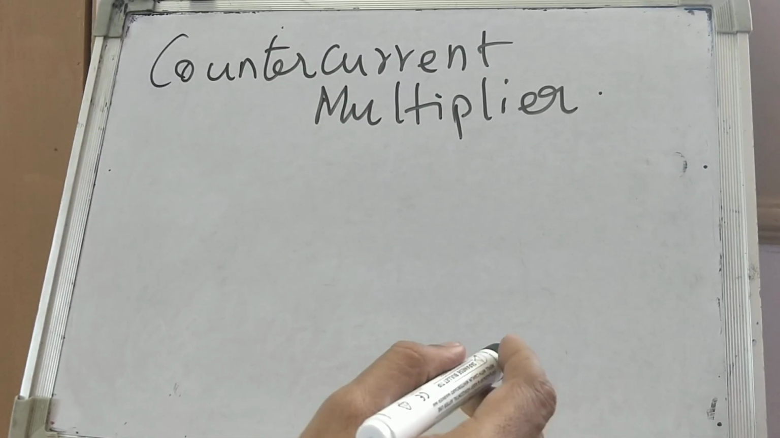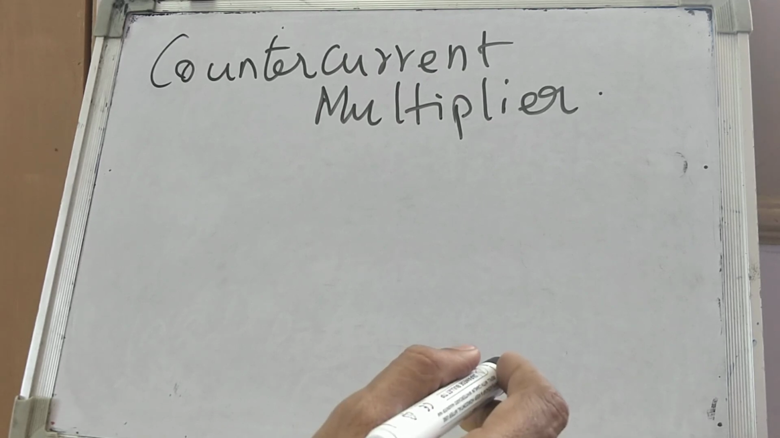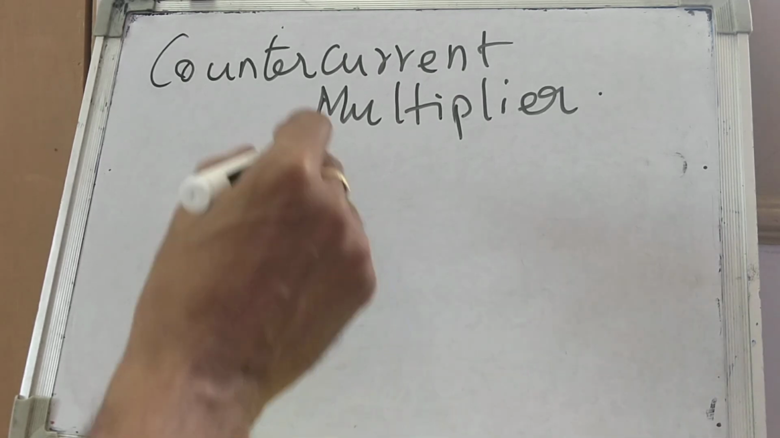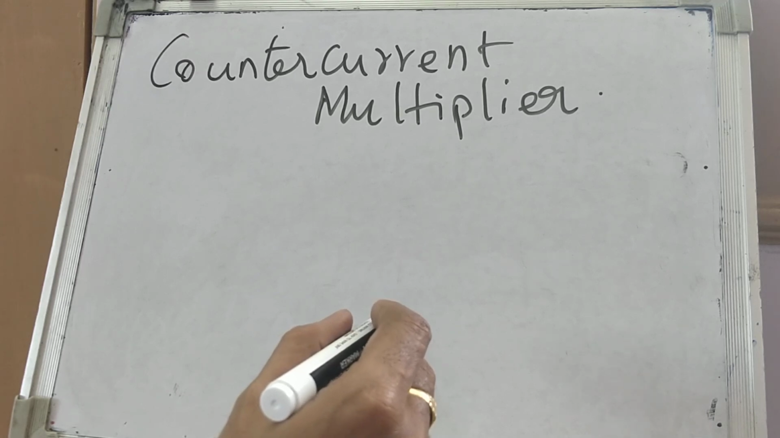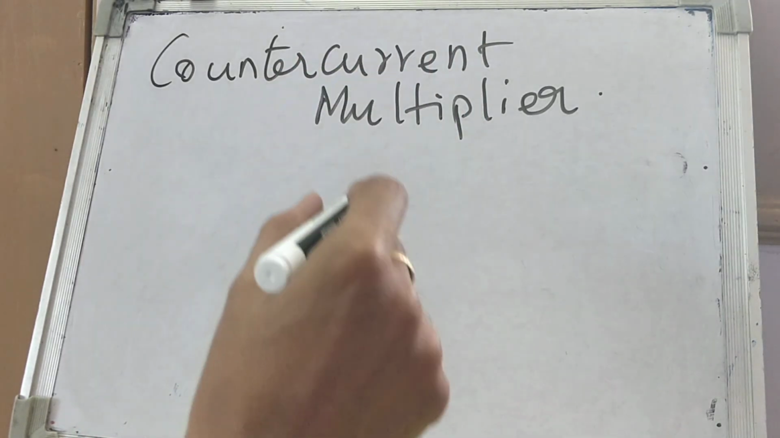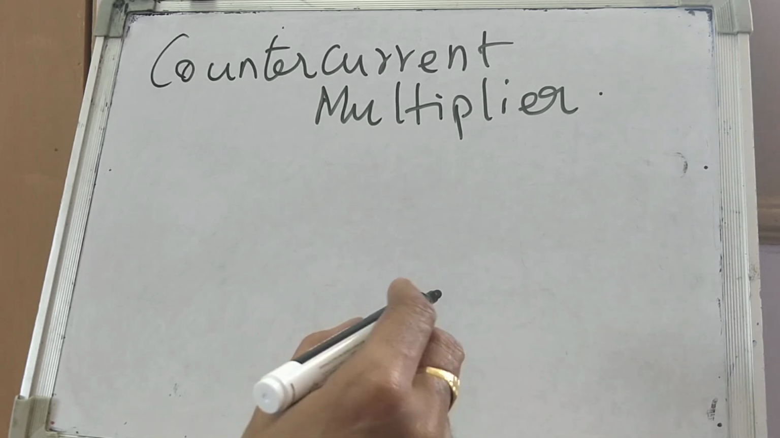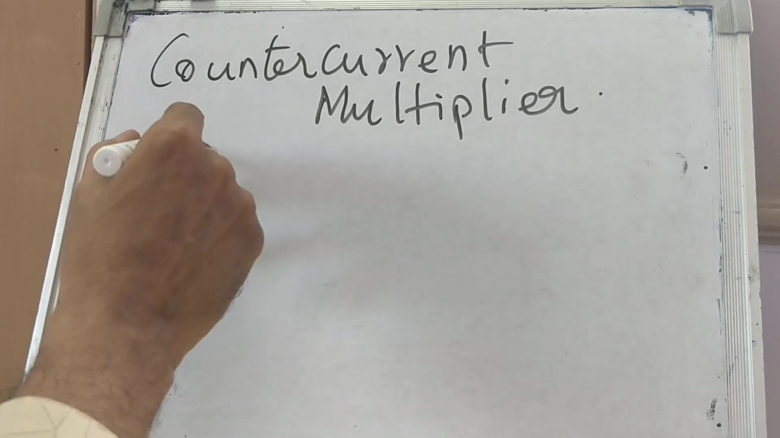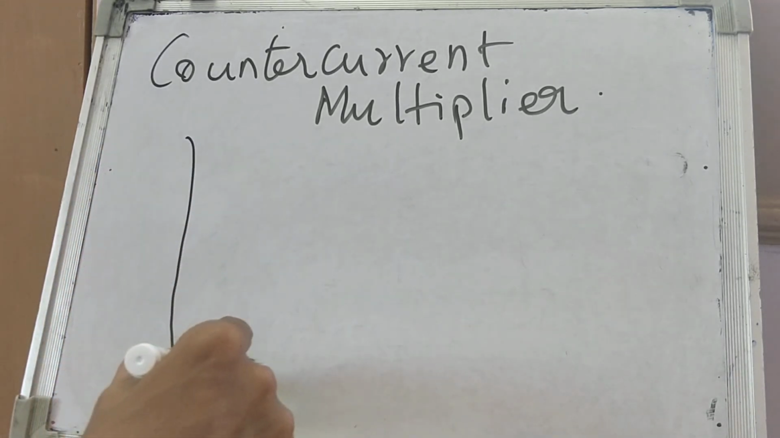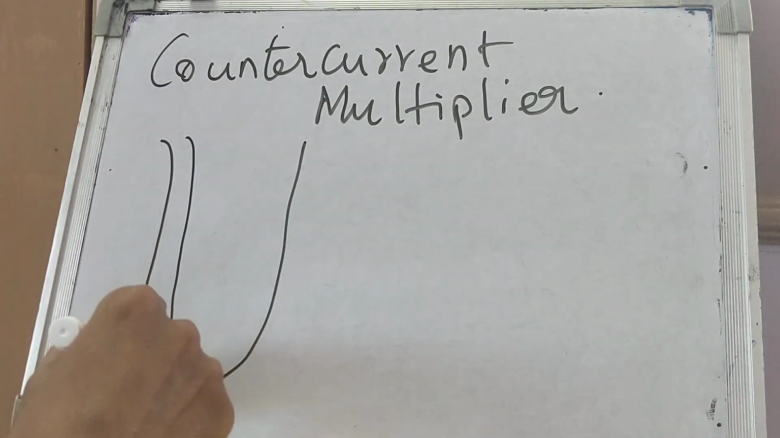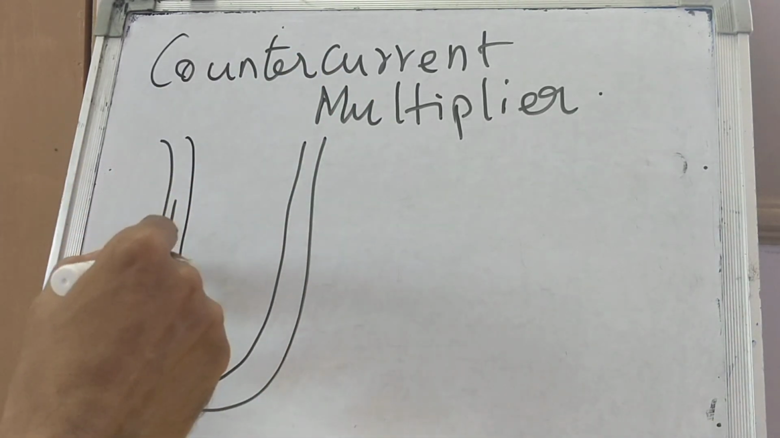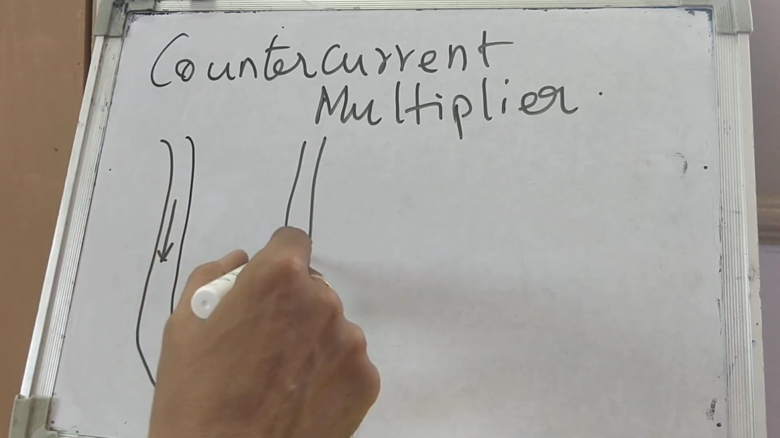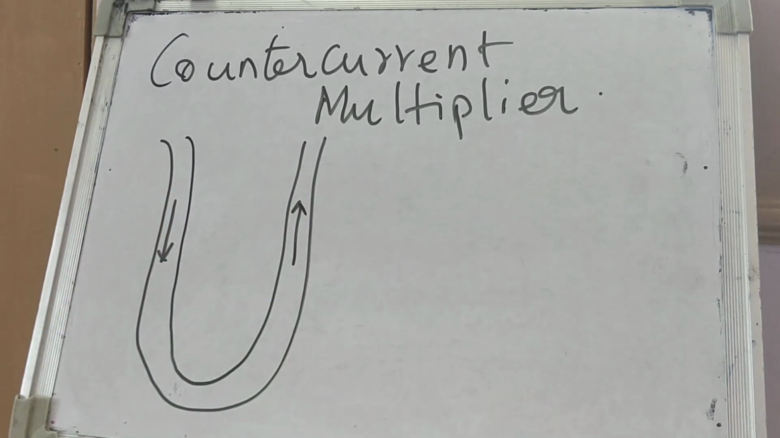What is the action of the countercurrent multiplier? So this countercurrent multiplier is nothing but the loop of Henle. So what is countercurrent actually? When there are two flows occurring in opposite direction, it is referred to as countercurrent. In kidney, the Henle loop in the nephron has a descending limb and an ascending limb. So the flow of urine is occurring in opposite direction. Here the descending limb is going in downward direction, ascending limb is going in the upward direction.